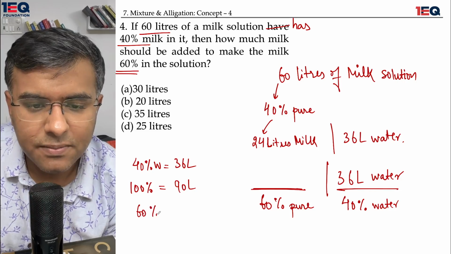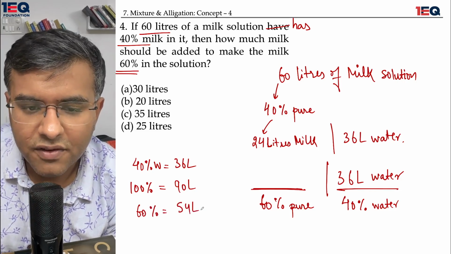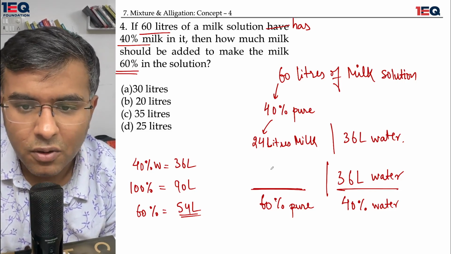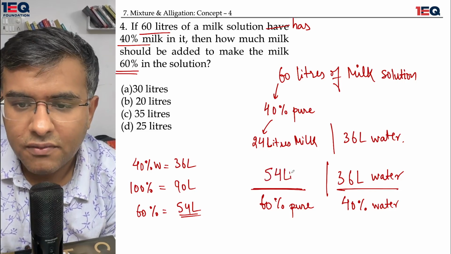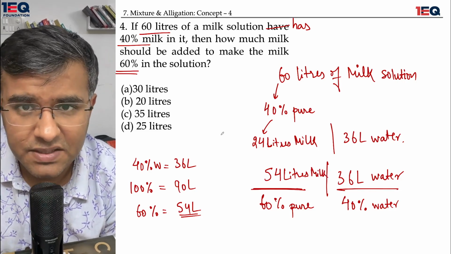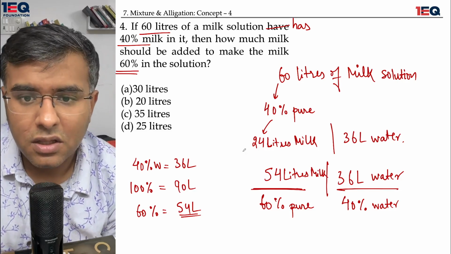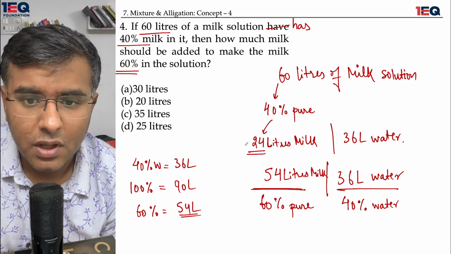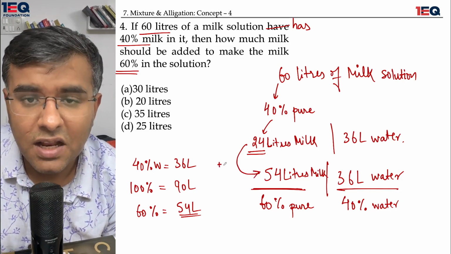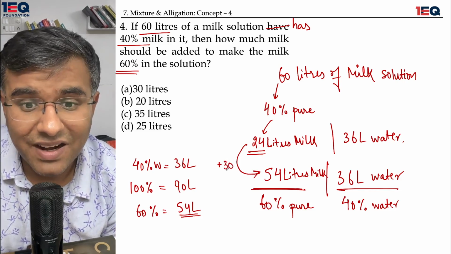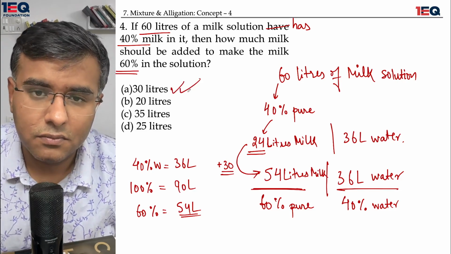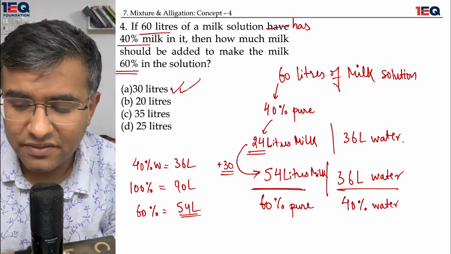Also, 60% of the quantity would be equal to 54 liters. That means the 60% purity that we are talking about is because of 54 liters of pure milk being present. Initially, there was 24 liters milk present, but now there is 54 liters milk present. That means there is a jump of 30 liters milk in it, right? So 30 liters is my answer. I hope I've made myself very clear.